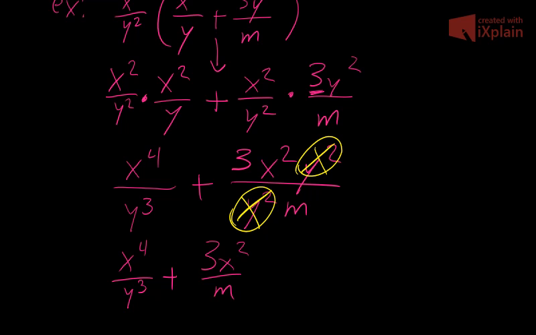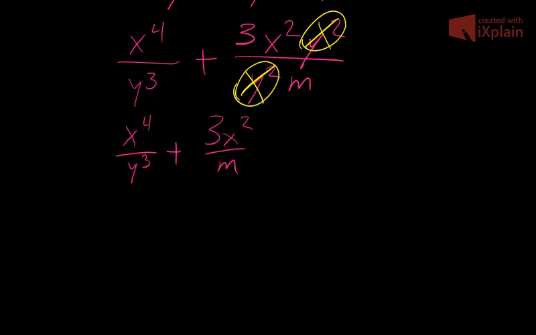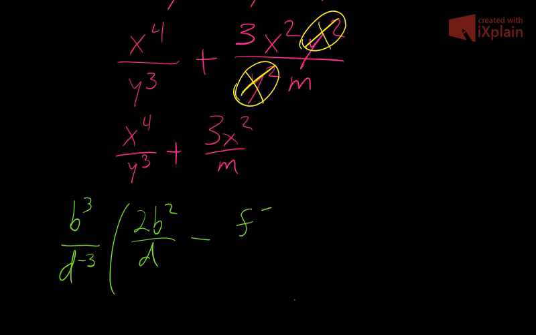We're going to keep going a little bit. Want to try a couple maybe stranger ones that have negative exponents, and then we'll be good to go. Hopefully this isn't too long of a video for you after last night's. So I'm going to do b cubed over d to the negative 3 times 2b squared over d minus f to the negative 3 d over b.